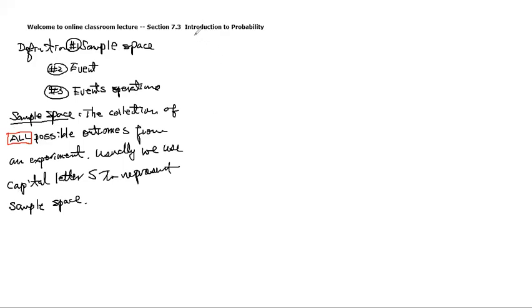Let's take a look at some examples from an experiment. My first experiment: I toss a coin. When you toss a coin, you will get either a head or a tail, right? So my sample space will just be head or tail, and you use braces to represent the sample space.